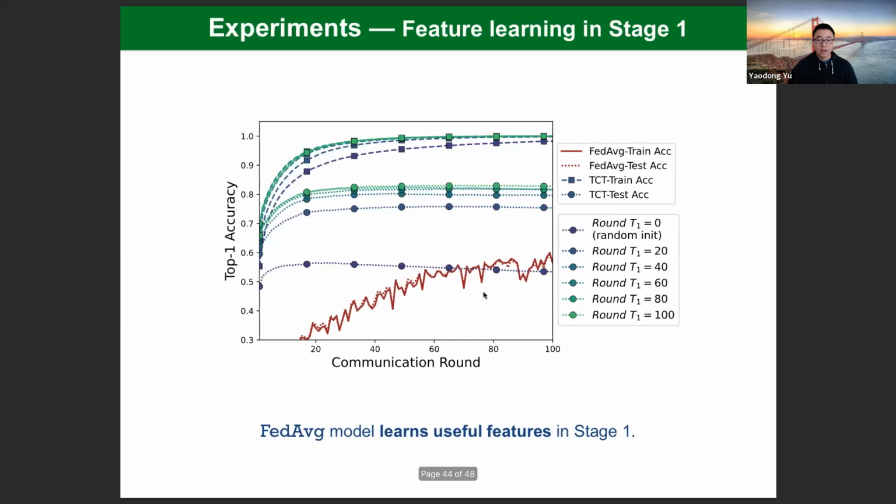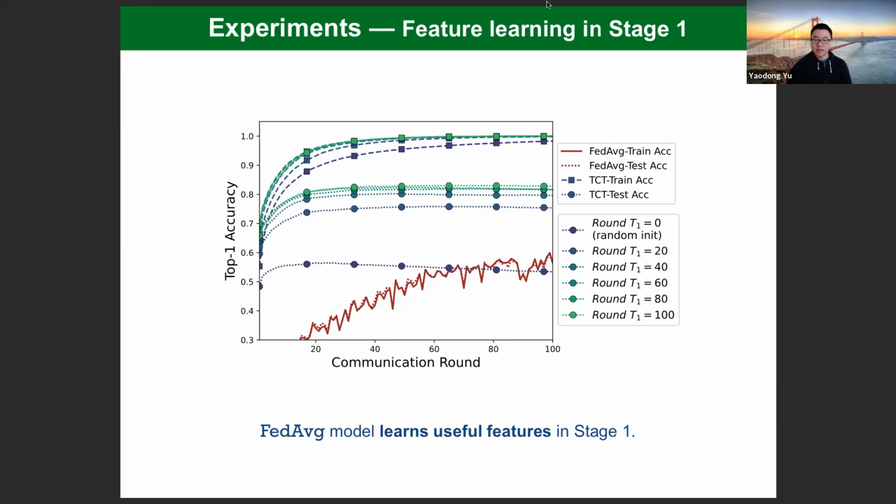Sorry. The next experiment we look into is how many iterations or communication rounds we need in order to obtain good representations. Recall that we have two phases. In the first phase, we use federated averaging to learn a model. After that, we do this convexifying and learn a linear model.